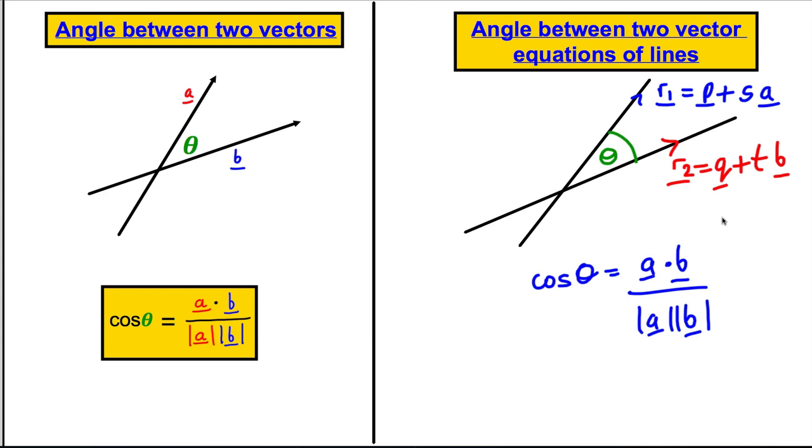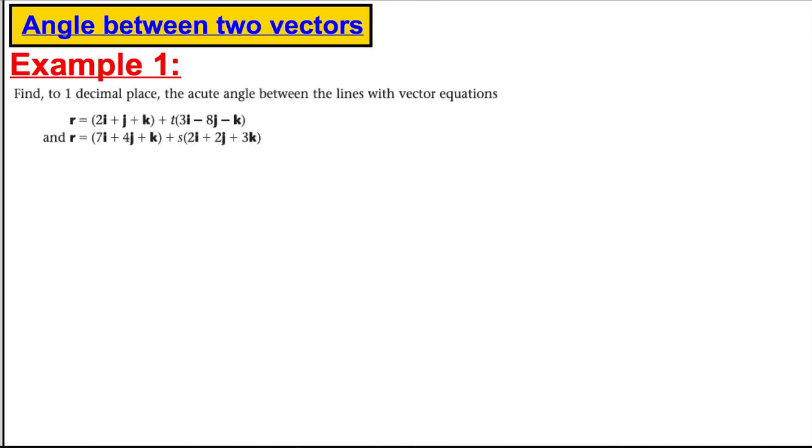So that's all we've got to do. To deal with this in terms of vector equations of lines, just pick out the direction component of each line and do the same process as we've done before. So let's have a go at an example.